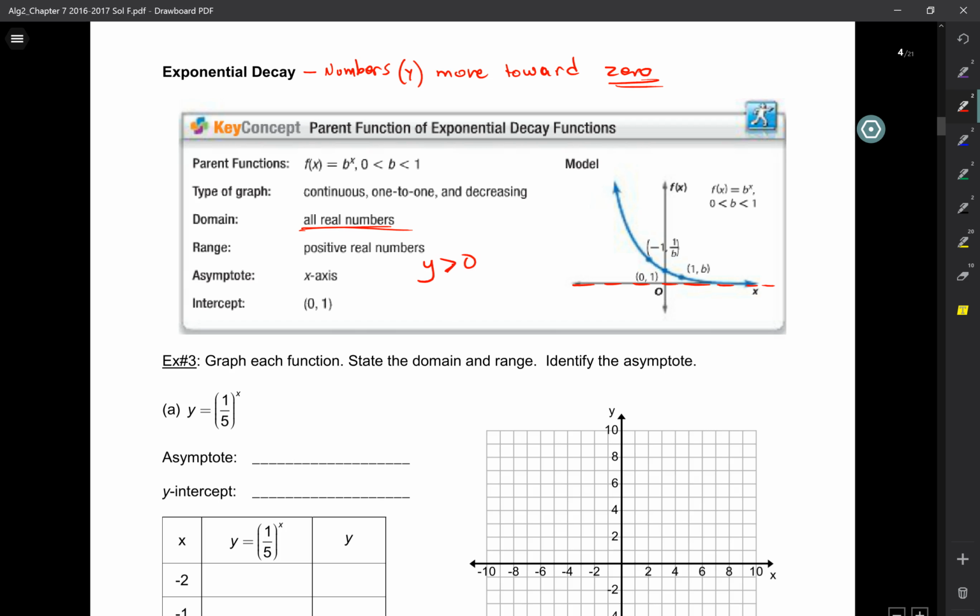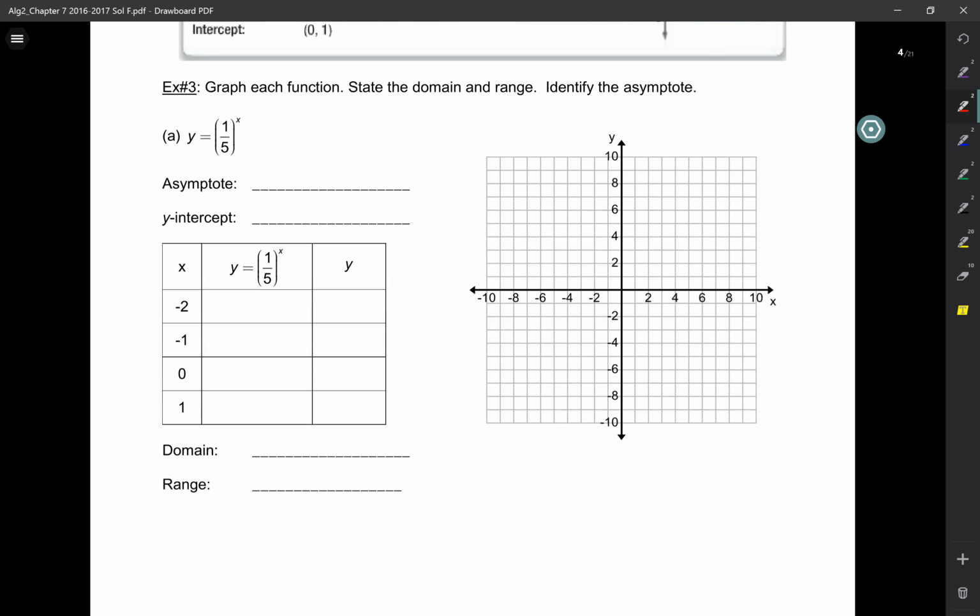So whether it's growth or decay, you can't say that if it's growth, it has to be greater than 0, and if it's decay, it has to be less than 0. No, and we'll see examples of where that could vary as well. All right, the next one, we'll see some examples.